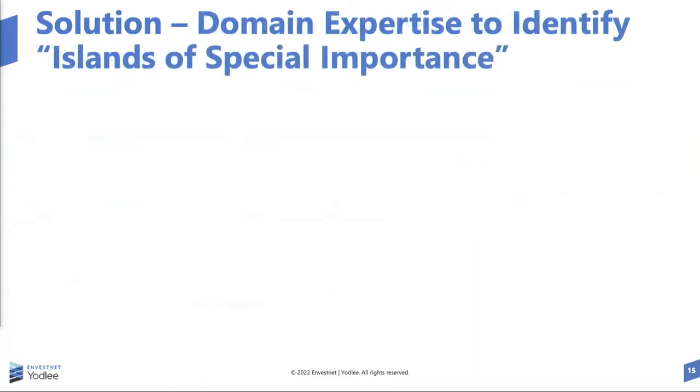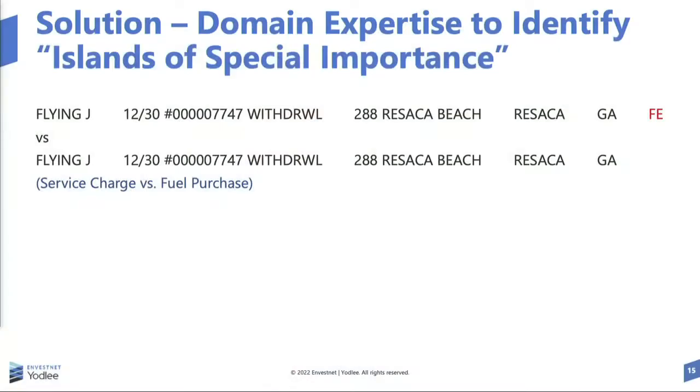Second part is, and again, a human in the loop, that you have domain expertise to identify the islands of special importance, right? And this is very important. Look at these two descriptions, right? They look almost identical, except for the two letters at the end, FE. But these two are very different transactions. The first one is actually a service charge. The second one happens to be a fuel purchase, right? So these are very different categories of transactions, right? But the human expert was able to identify that those two letters mean a service charge, right? And this is where I'll motivate how we build the ground truth to help solve this problem, right?